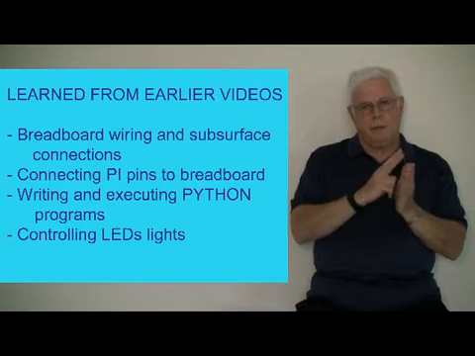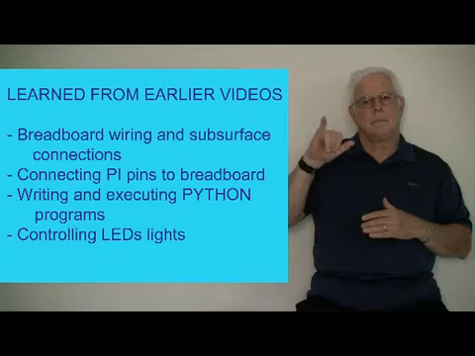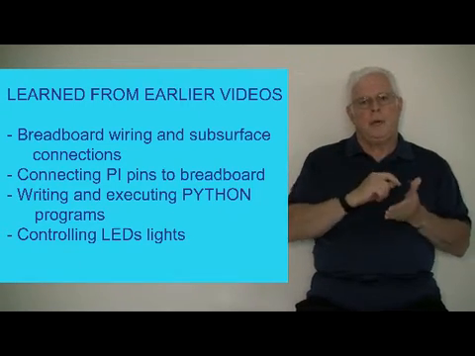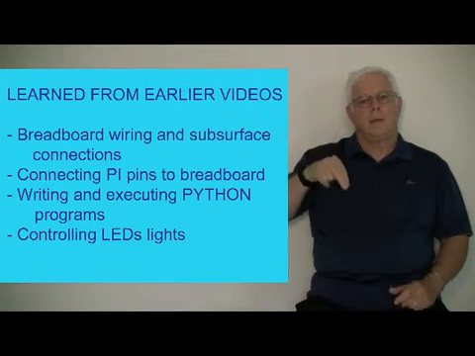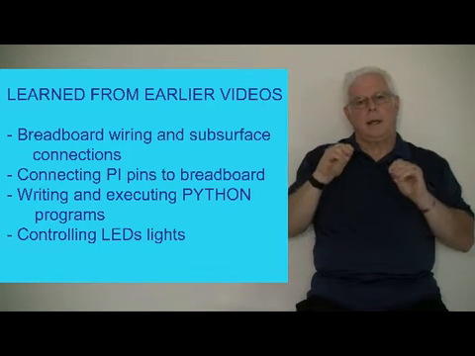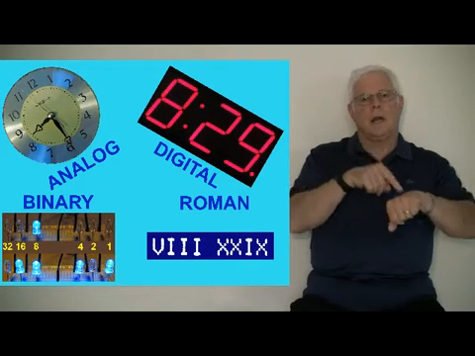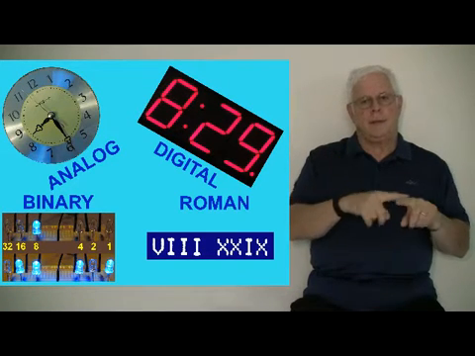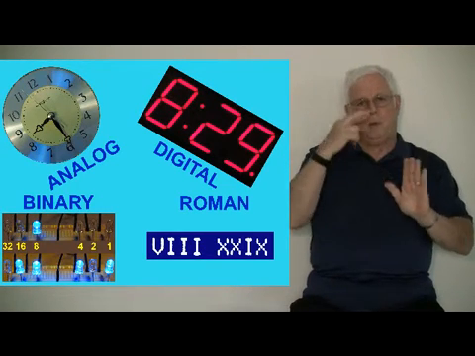From the previous videos, we discussed breadboarding and connections to the computer, and writing and executing Python programs, and lighting LEDs. All these clocks are displaying the time of 8:29, so you can see the difference. This video is going to make a LCD display the Roman numeral time.